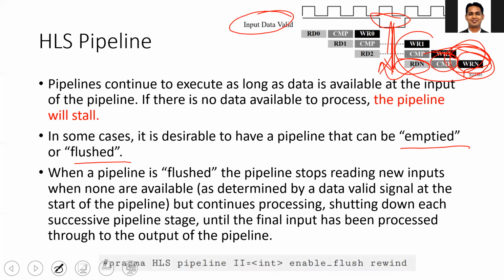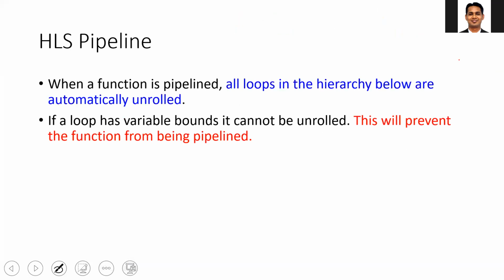It's one of the most powerful pragmas available in the HLS. Okay. So one last thing which you need to be careful about. When a function is pipelined, all the loops in the hierarchy below are automatically unrolled. Okay. So last time we discussed that when a loop is pipelined, all the loops below are unrolled.